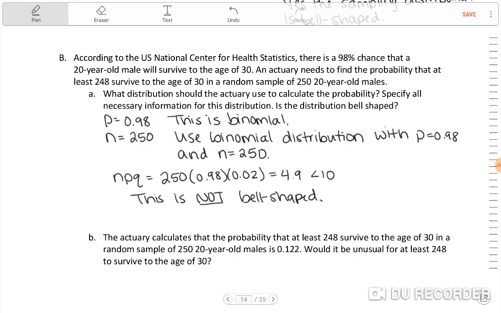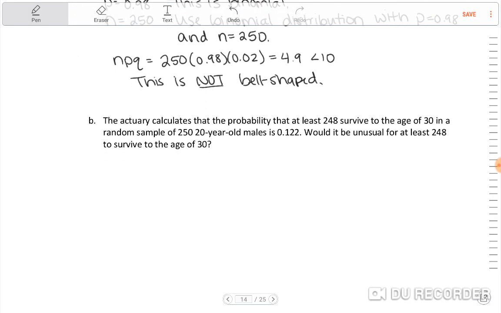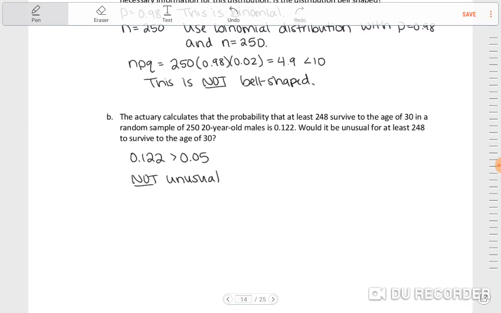Okay. The actuary calculates that the probability that at least 248 survive to the age of 30 in a random sample of 250 20-year-old males is 0.122. Would it be unusual for at least 248 to survive to the age of 30? Well, let's see. 0.122 is greater than 0.05, right? So this would be not unusual. I guess that's all we need to do there, right? Just compare.